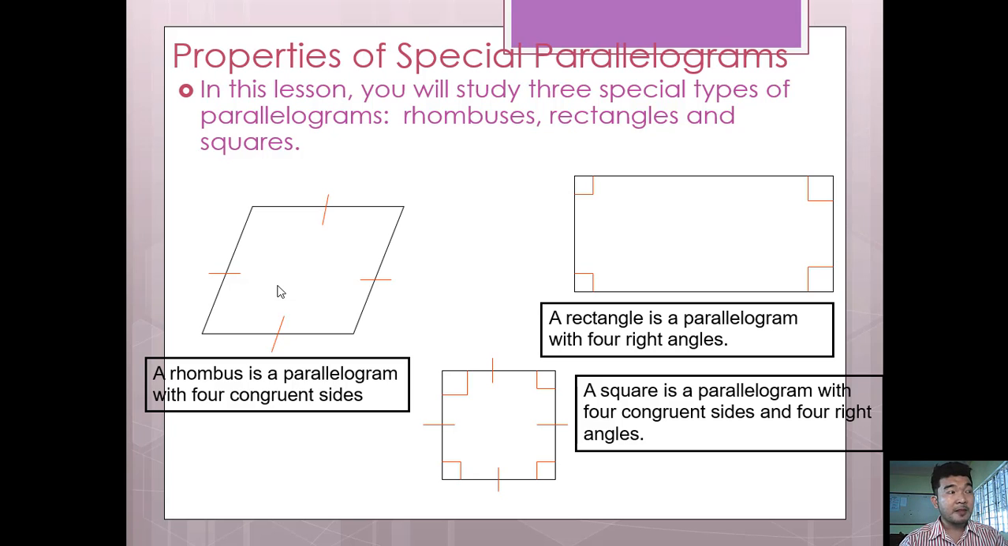And that is a square. A square is a parallelogram with 4 congruent angles and 4 congruent sides. Meaning, the properties of a rhombus and a rectangle combined. Okay? So, si square, lahat ng angles niya magkakamukha, lahat ng sides niya magkakamukha.